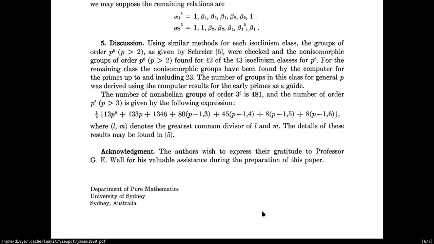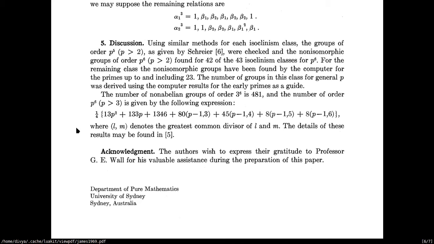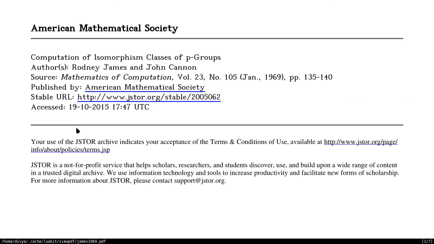The number of non-abelian groups of order 3 to the 6 is 481. And the number of order p to the 6 is given by the following expression. Wow. So you have a formula that gives you the number of... Wow. When was this published? 69. Yeah.